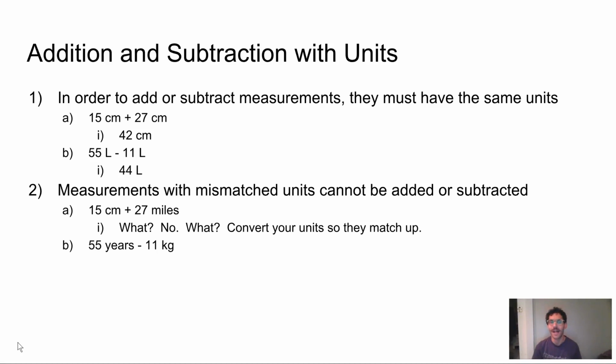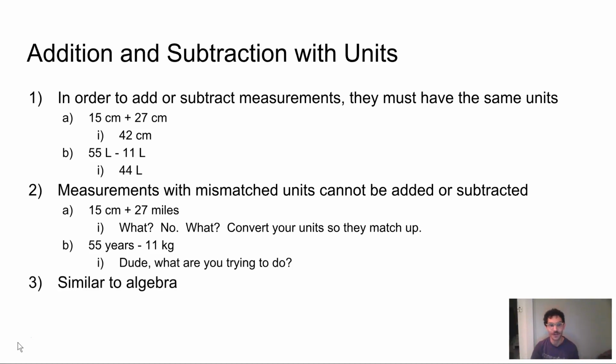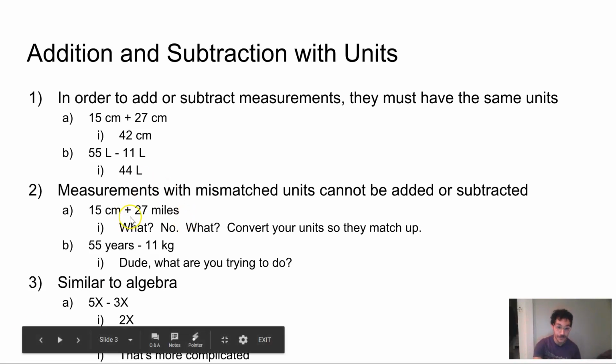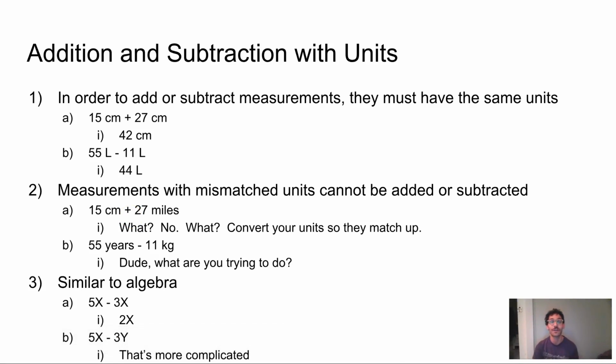And this is really wacky, like 55 years minus 11 kilograms. I don't know about that. Those are totally different units, so that's not going to work at all. This is kind of similar to algebra. Like if you do 5x minus 3x, that's going to give you a real cool 2x. But if you try to do 5x minus 3y, well, that's not as easy of a situation. We're probably going to need to do some sort of conversion and change y into x, sort of like the situation up here. So with addition and subtraction with units, we always want to make sure that our units are the same, and that may sometimes entail doing some conversions.